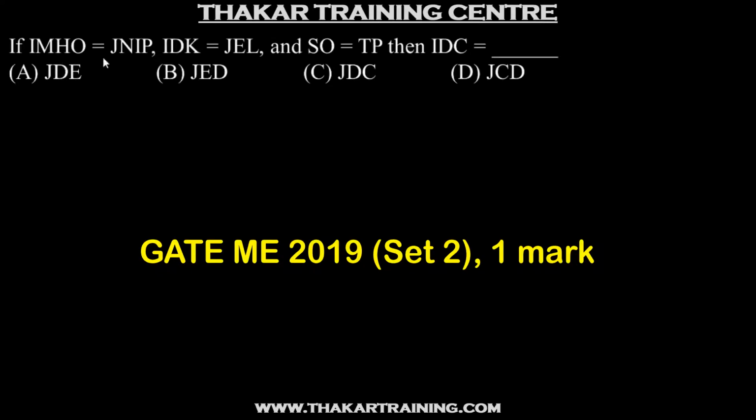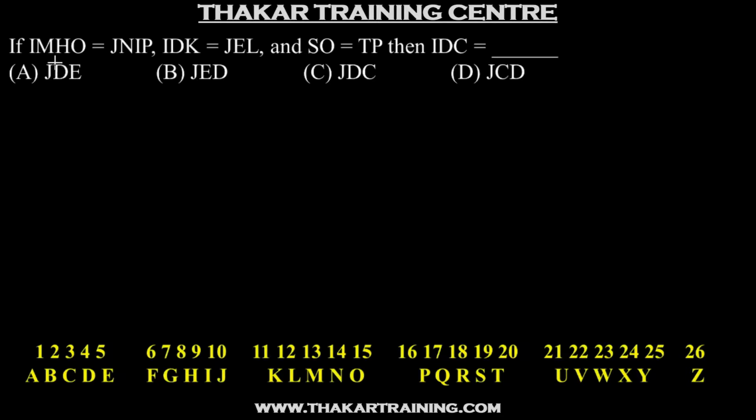If IMHO is equal to JNIP, IDK is equal to JEL, SO is equal to TP, then IDC will be equal to. So if you observe, each letter on the left hand side is replaced by the letter after it on the right hand side. So I is replaced by J, M is replaced by N, H is replaced by I, O is replaced by P. Same is happening with the second term. I is replaced by J, D is replaced by E, K is replaced by L. For the third equation also, we have S replaced by T, O replaced by P. So for IDC we will have J, E, D. So the answer will be option B.